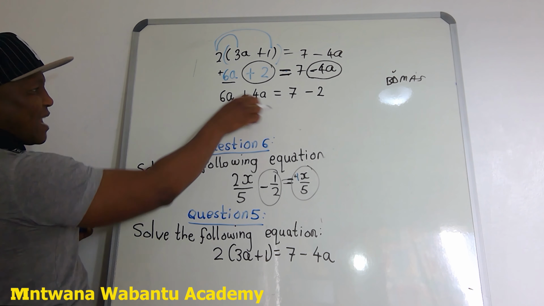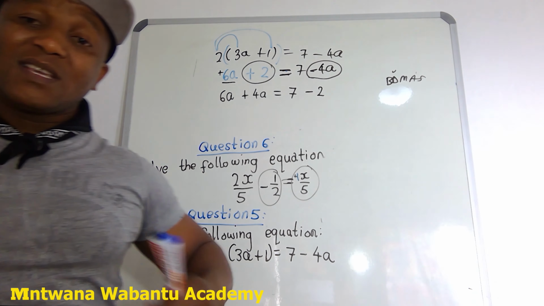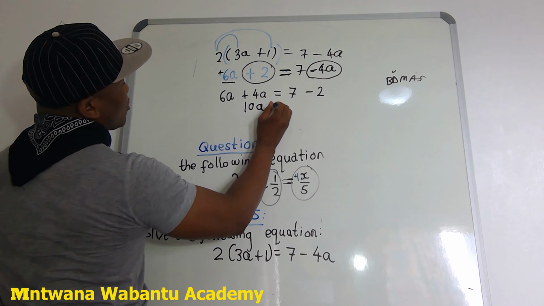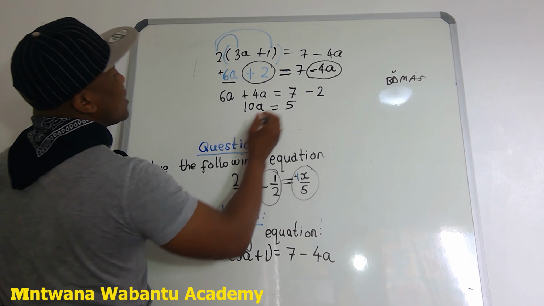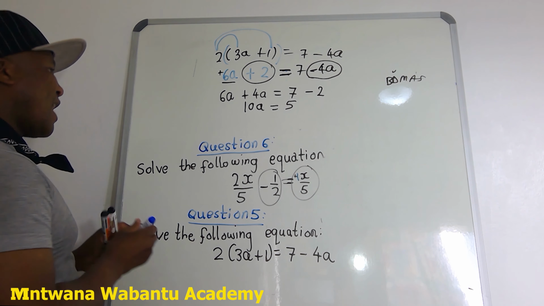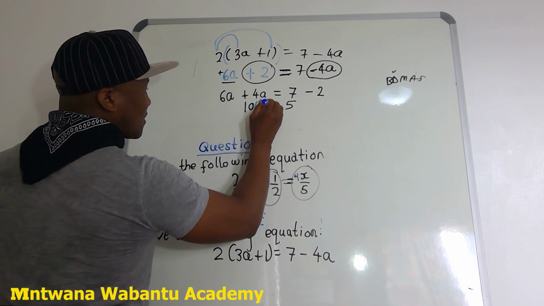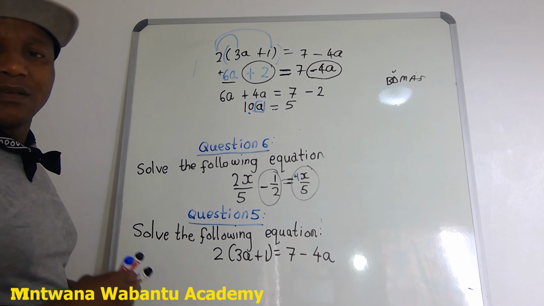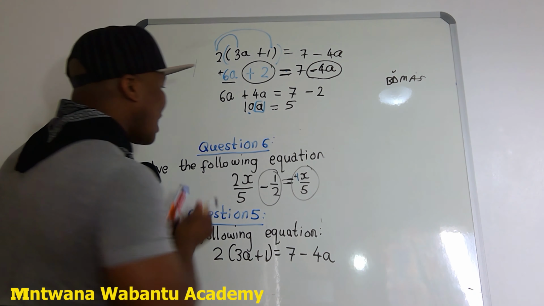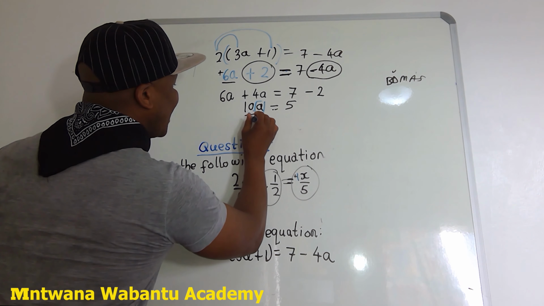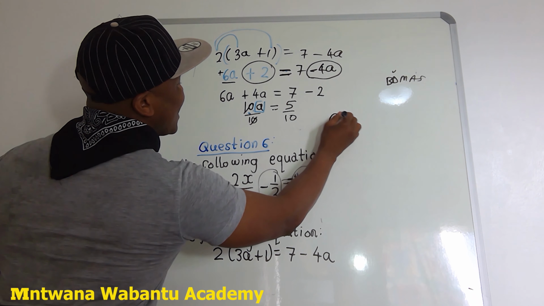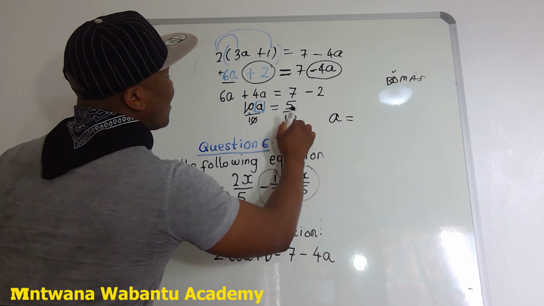These are like terms, we can put them together. So 6a plus 4a equals 10a. Equals 7 minus 2 equals 5. So what do I need? I need the value of a. I just need this a. I don't need this. But which sign is in here? There's a multiplication. So with this multiplication, I'm going to divide by this 10, which I don't need. So this and this go. On the left, I'm left with a equals 5 divided by 10, which is a half.